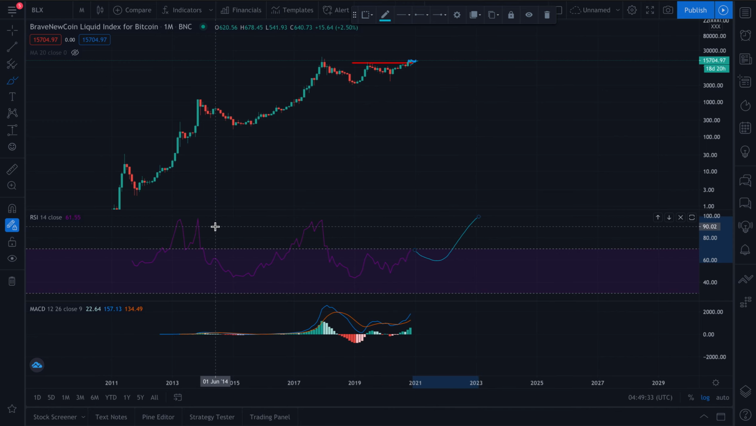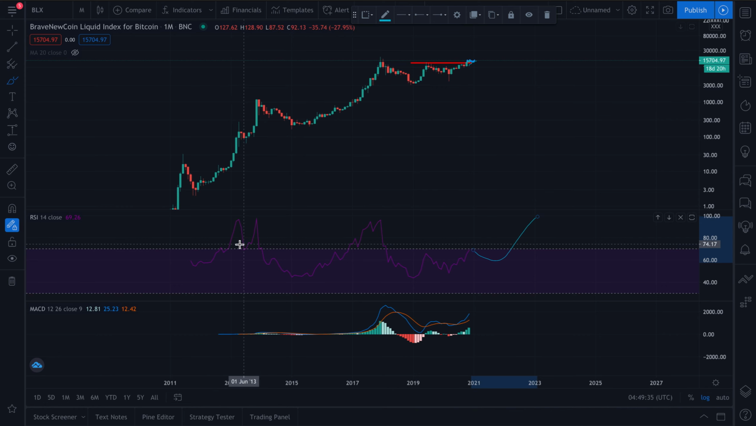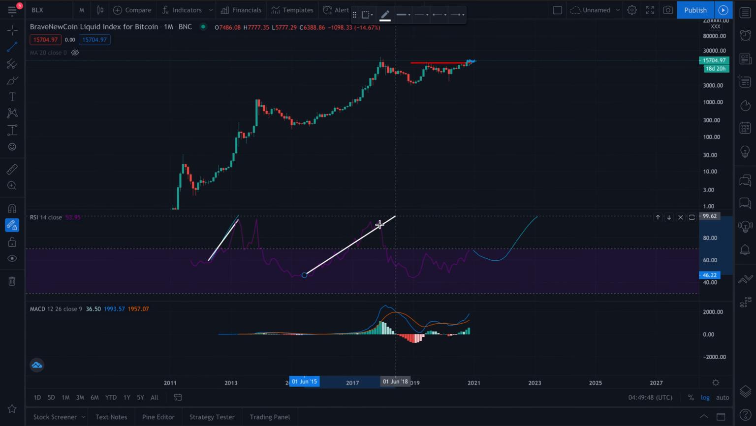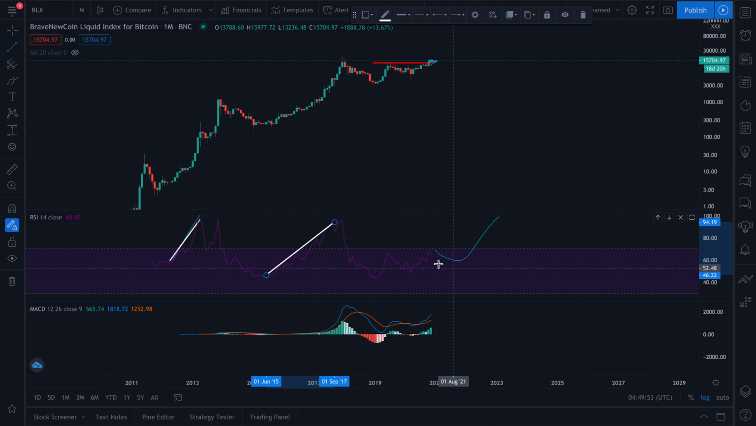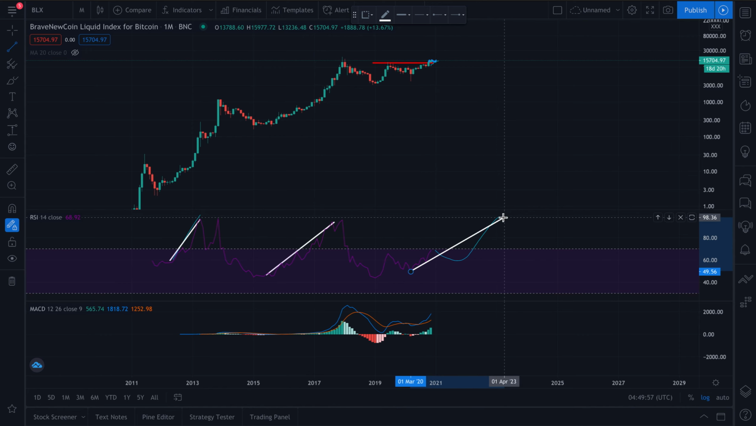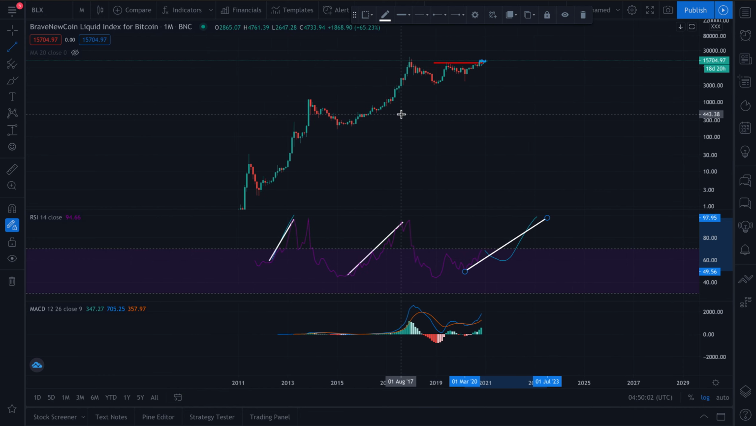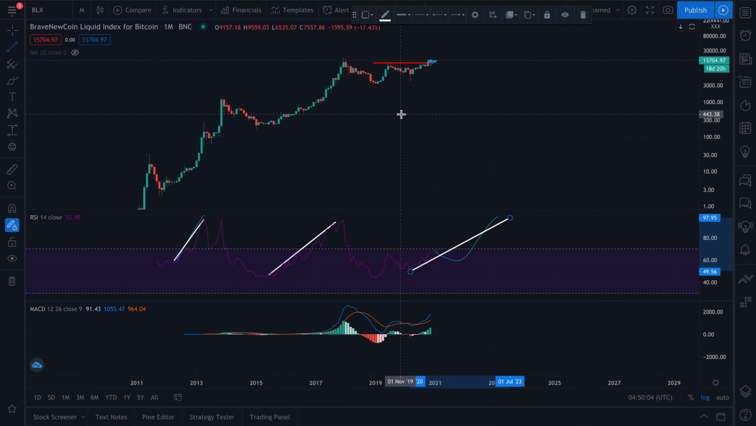And mind you, as you can see here, the angles of the ascension are getting less steep. I should use a line here. It's like here. It's like here. So with that said, we could potentially see a less steep incline on the RSI, which would make sense if you believe in lengthening cycles, which is what I do.